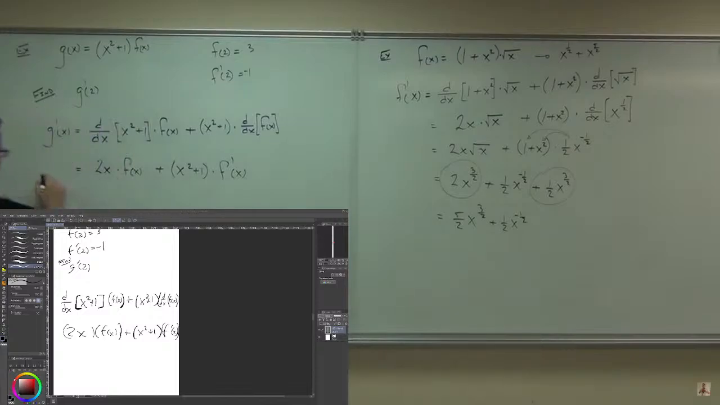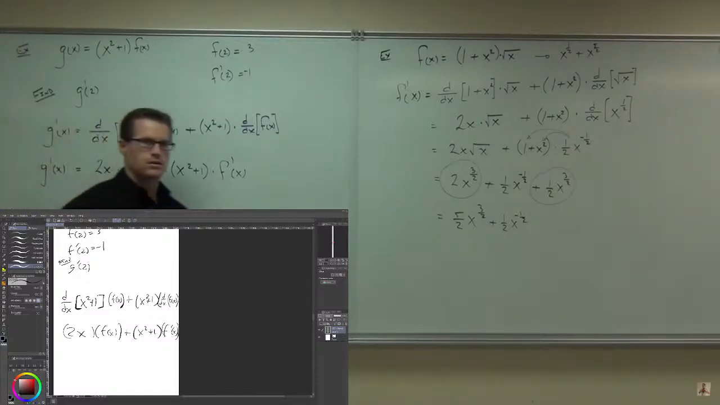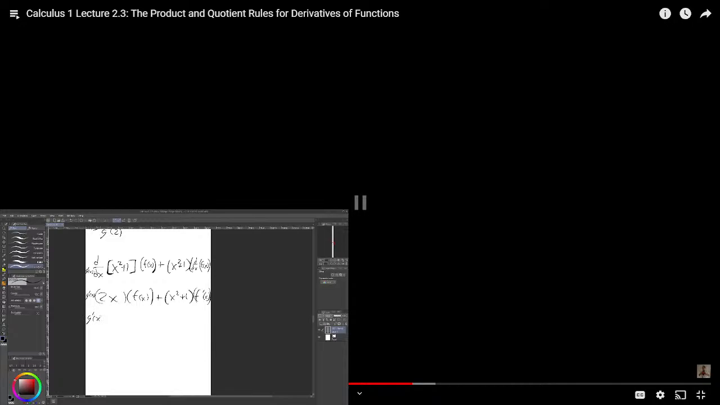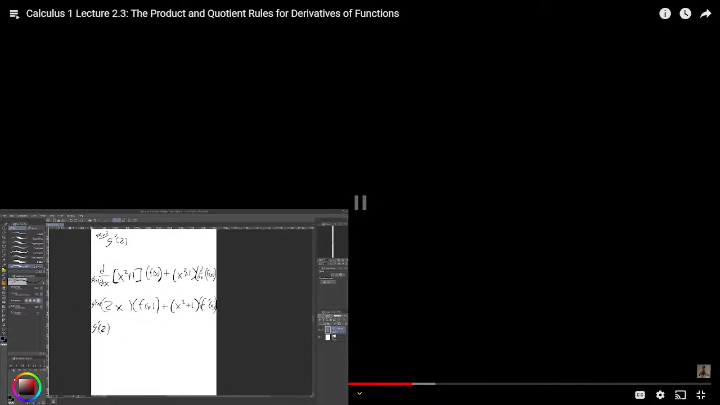Now this, would you agree, is g prime of x? That's the derivative of g. That's what that is. What we want to find out is g prime of 2. What does g prime of 2 tell you to do? Yeah, you can't find more. This is as good as it's gonna get for g prime of x.